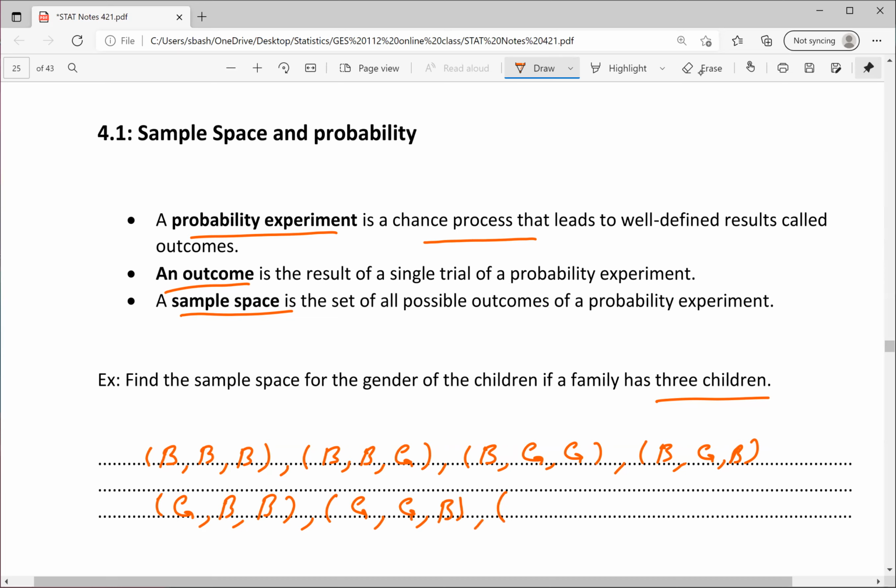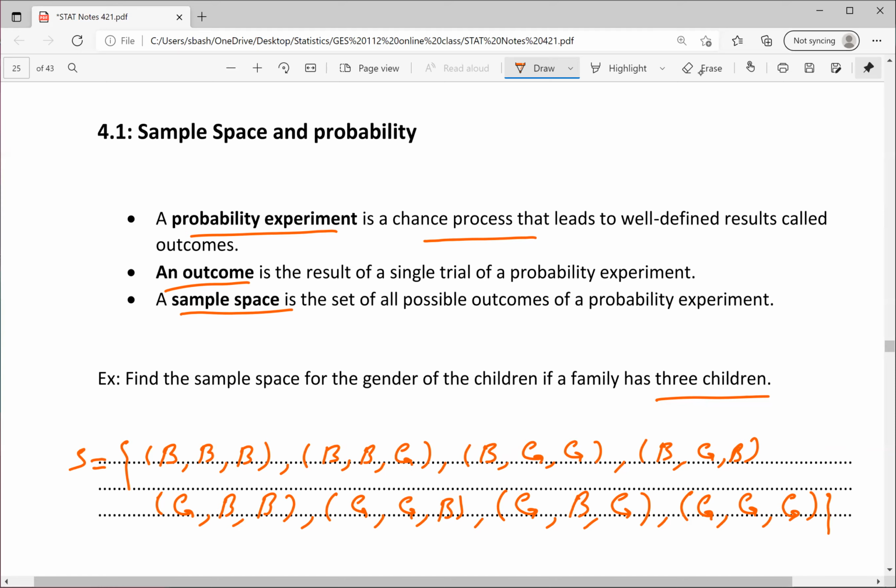Or the first one is a girl, the second one is a boy, the third one is a girl. Or the first one is a girl, the second one is a girl, and the third one is a girl also. So this is the set of all the possible outcomes for a family to have 3 children. We call this the sample space. So the sample space is the set of all possible outcomes.